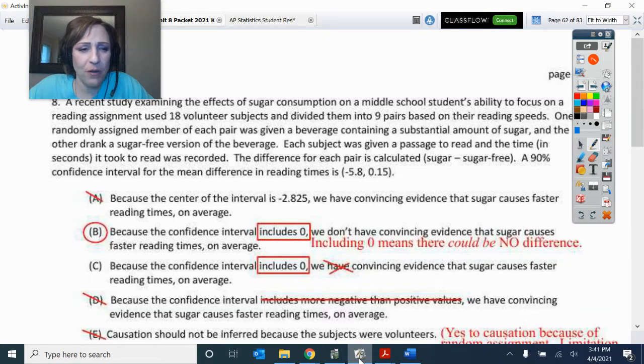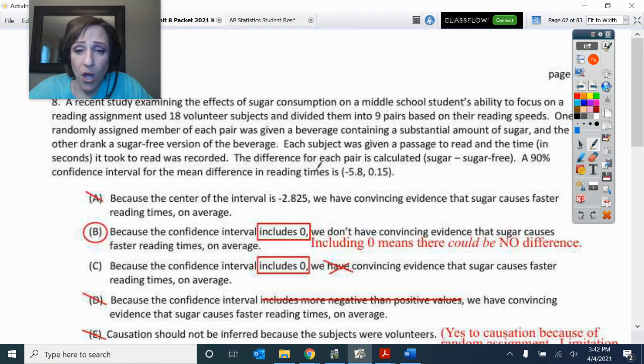All right, let's go through our numbers 8 through somewhere around 14. So we'll see how this goes. So here we had a problem where you were estimating the difference in the average, based on their reading speeds. They were given a passage to read and then the time in seconds. So it was a difference in the average amount of time to read the passage, having sugar minus the sugar-free.